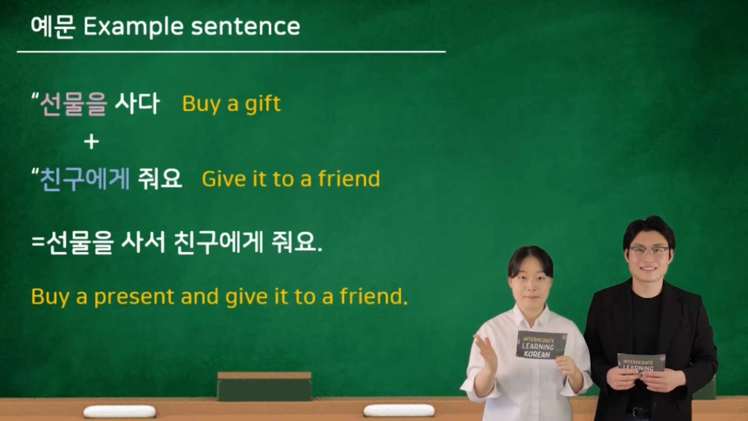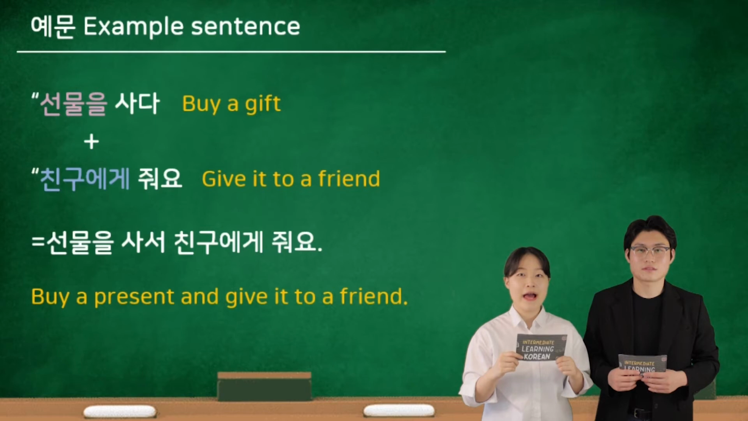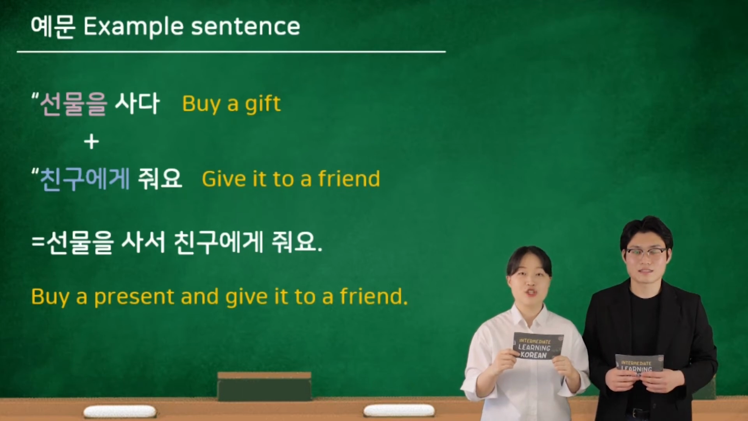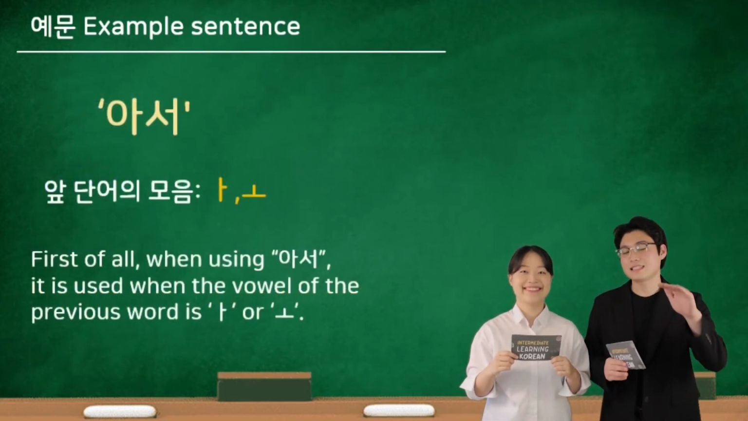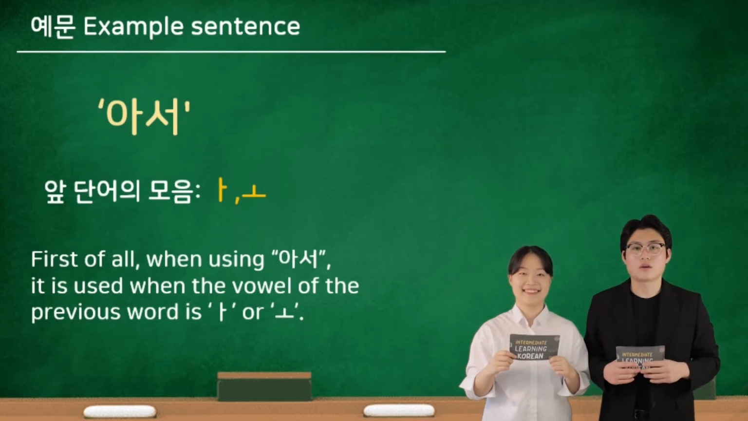The first feature is that it is often used with certain verbs. The verbs are 가다, 오다, 만나다, 만들다, 사다, 일어나다, 내리다. For example, in the sentence 학교에 가서 공부해요, the verb 가다 is used. Another example: in the sentence 집에 와서 밥 먹어요, the verb 오다 is used.